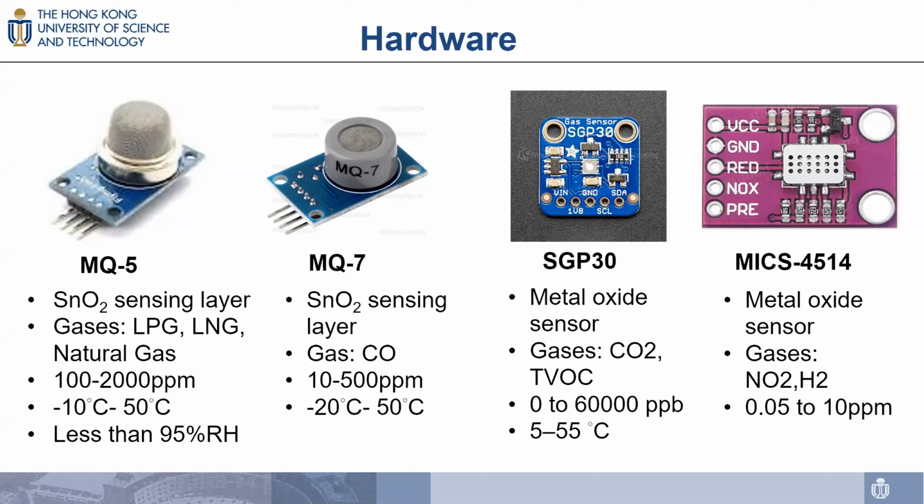SGP30 is a metal oxide sensor that can sense carbon dioxide and a gas called total volatile organic compounds, in the concentration range from 0 to 60,000 parts per billion, in the temperature range up to 55 degrees Celsius. And we also have a gas sensor, MICS5950, that's also a metal oxide sensor that senses nitrogen dioxide and hydrogen in the concentration range between 0.05 and 10 parts per million.